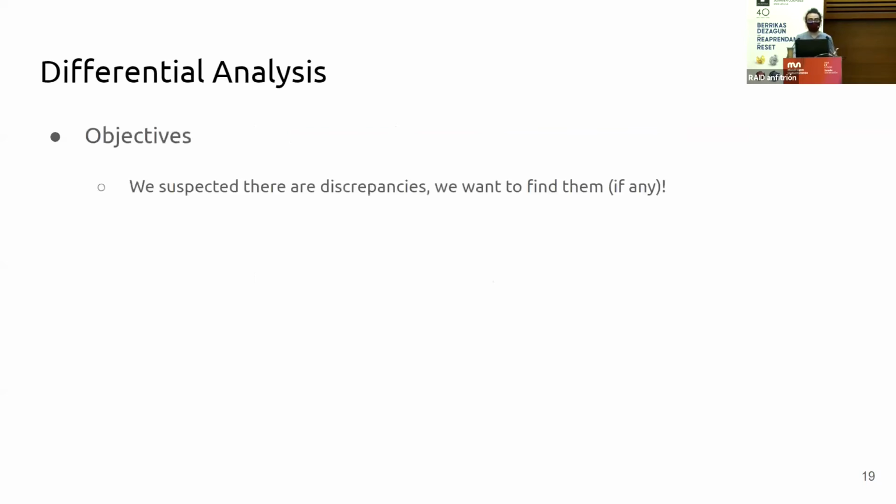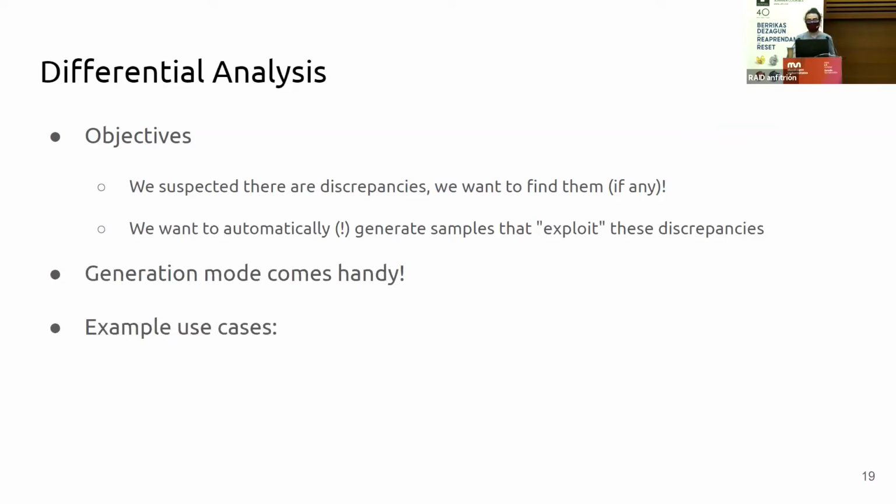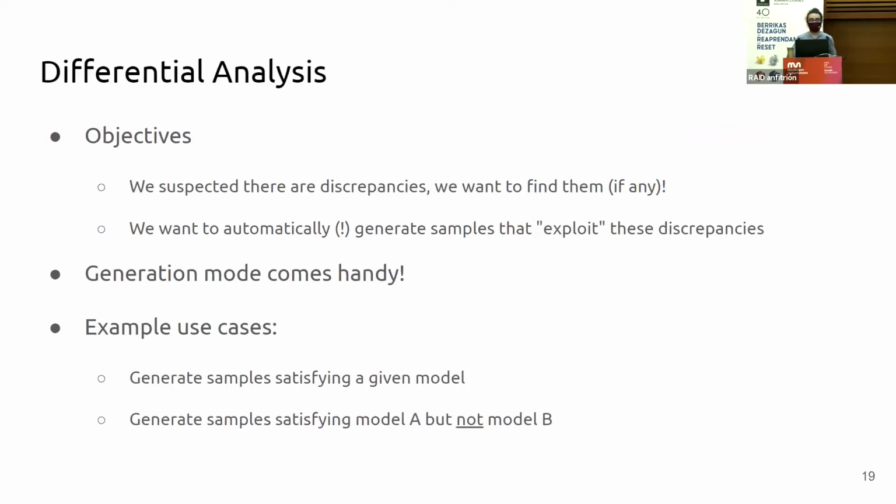Right, but this does not really help us with the differential analysis problem. So we have some models and we suspect that there are discrepancies and we want to find them. And moreover, we also want to automatically generate samples that exploit these discrepancies. And that's exactly where the generation mode came in handy. So examples of use cases for the generation mode are creating samples that satisfy one model, or samples that satisfy one model but not a second one.